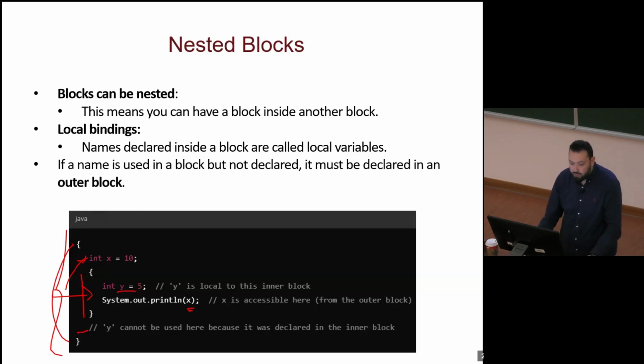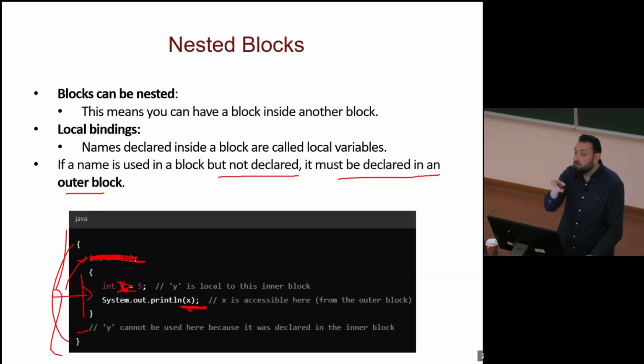And if a name is used in a block but not declared, it must be declared in an outer block. Now, if I didn't have this, would this work? No. So at least I need to have X here, then it will work. If I don't have X here, it has to be defined in an outer block or as a global variable, okay?